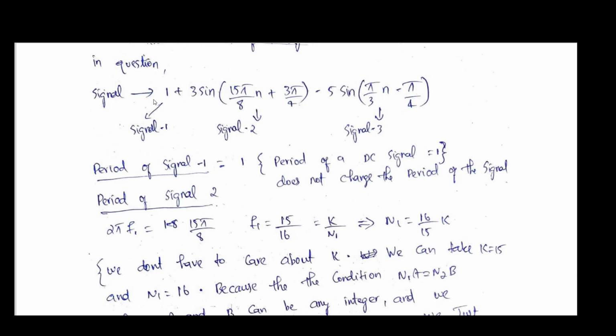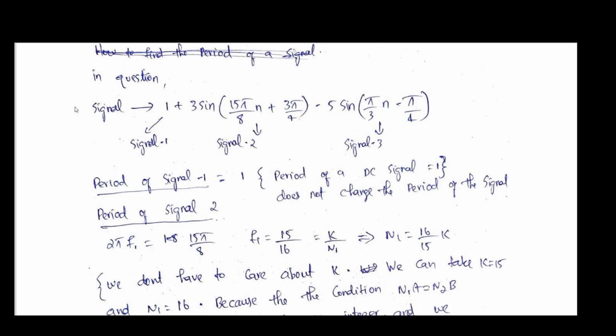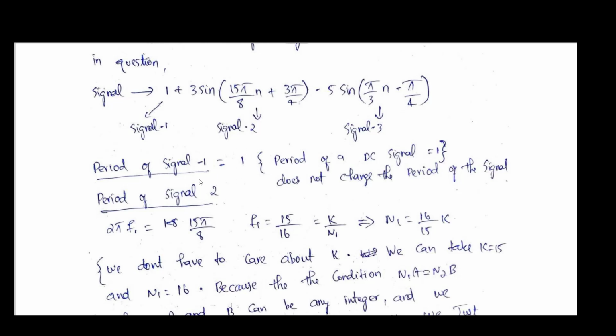Here we have three signals: signal 1, signal 2, signal 3. Signal 1 is a DC signal, and signal 2 and signal 3 are AC sinusoidal signals. When considering signal 1, the DC signal, its period will be 1. The DC signal will not affect the period of the composite signal, so we don't have to give much attention here, because its period is 1. The period of a DC signal in a discrete system is 1 only.